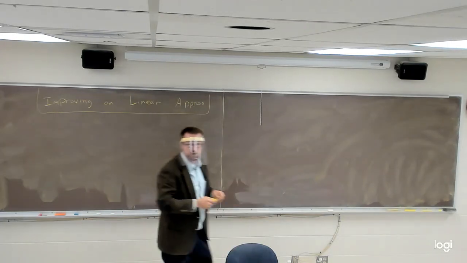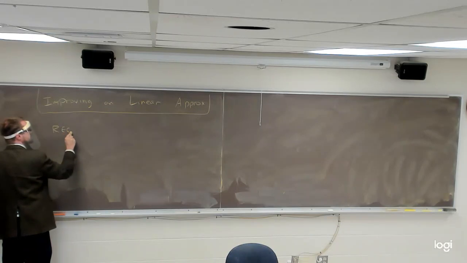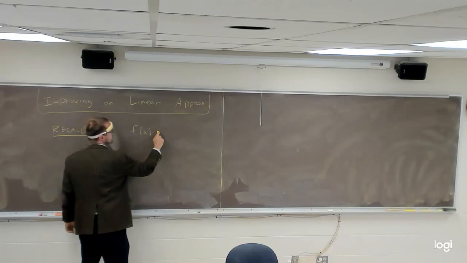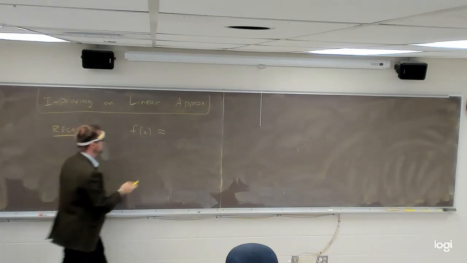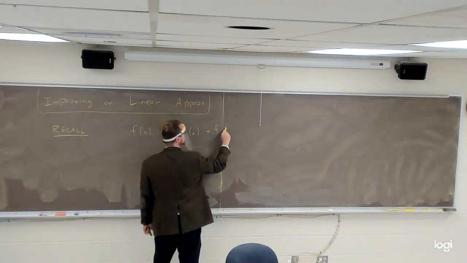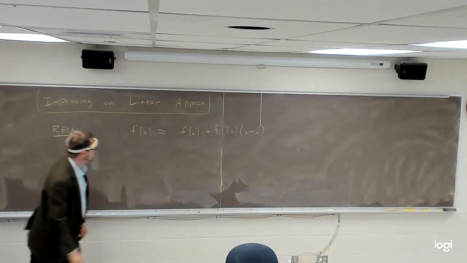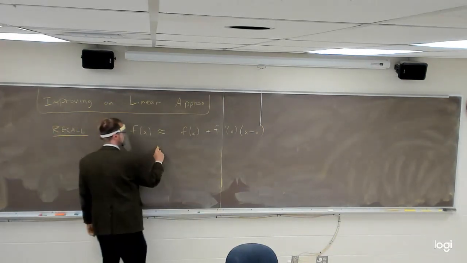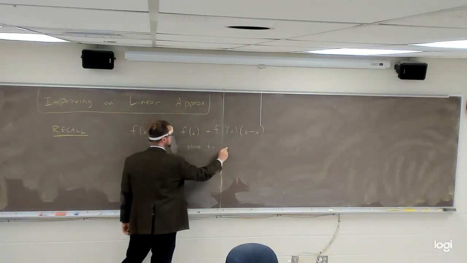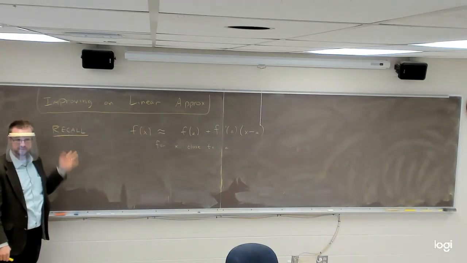All right, so back in Calc 1, there's this notion of linear approximation, and I'll remind you of what the formula says. If I have a function, it's approximately equal to the value at some point plus the derivative at that point times x minus that point. And then, very important, for x close to a. Hopefully this looks at least kind of familiar.